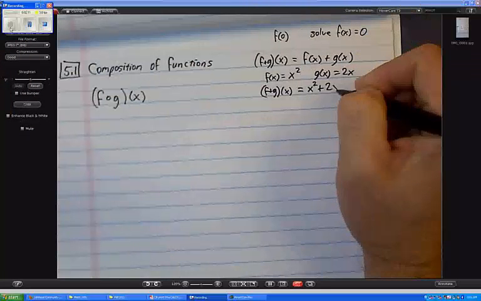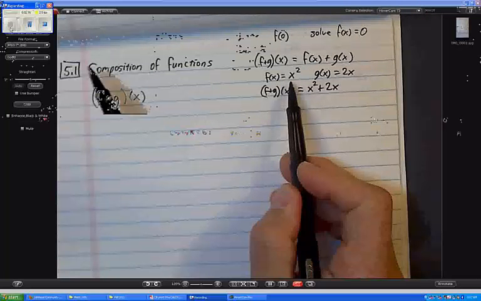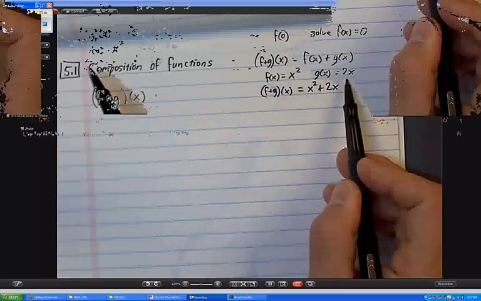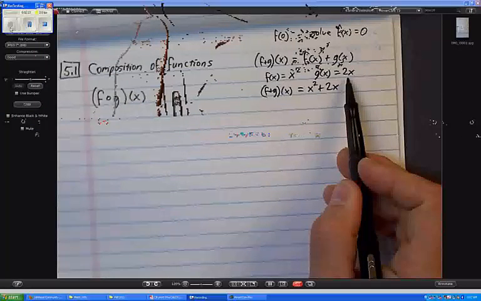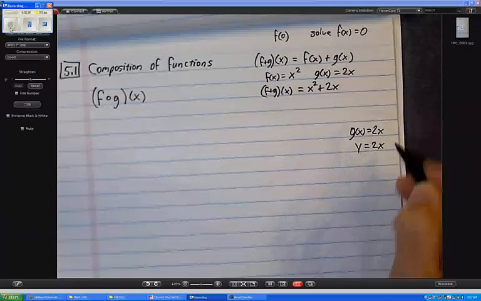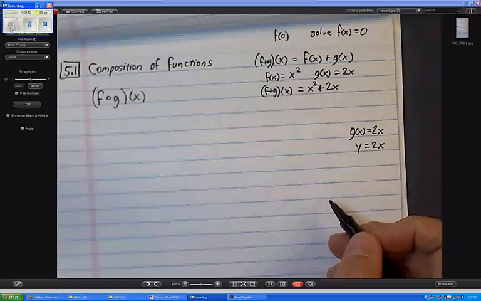I'm taking a parabola. If I'm thinking about the graph, that's what x squared looks like. What about this one? g of x equals 2x. If you were to graph that, what does it look like? It's a line, a straight line. Because g of x equals 2x, if I think of it as y equals 2x, I remember that that's the equation of a line. Now, if I don't remember that, that's okay. That's the first section of chapter 2. That's coming up again. You'll be reminded of that.